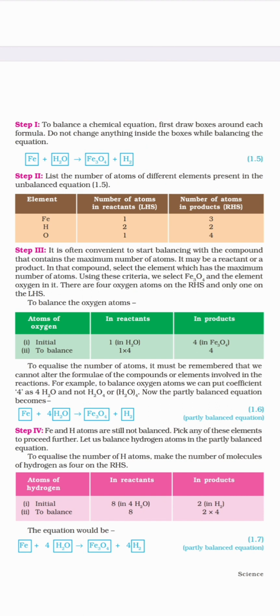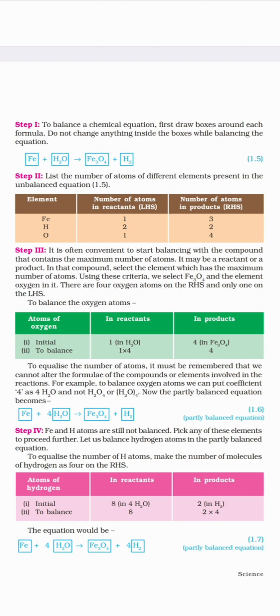Now here, Fe plus H2O gives Fe3O4. The first step is to draw a box around each formula, Fe box, H2O box, and do not change anything inside the formula. This is an important thing while balancing the equation. Inside the box we have to change nothing. Whatever we have to do, we have to do it outside the box.